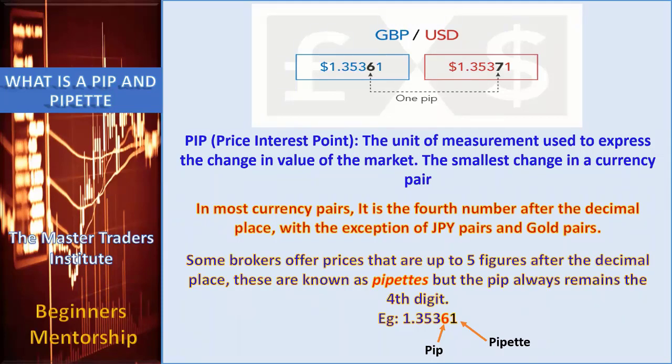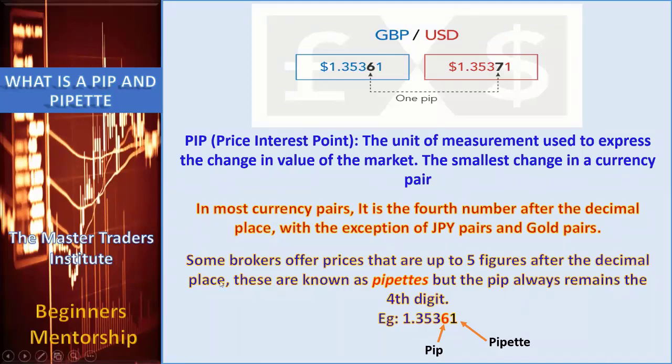So if they tell you that GBP USD moved from 1.3536 to 1.3537, it means that the market made a 1 pip movement. If they tell you that it moved from 1.3536 to 1.3539, it means that the market made a 3 pips movement. I hope that is understandable.